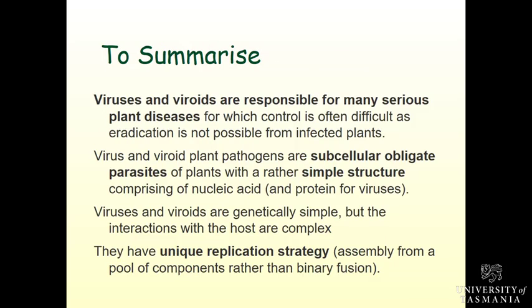Okay, to summarise, these guys can cause some pretty nasty diseases, and one of the main reasons is because their control is really difficult. You can't eliminate them, you've got to stop them happening in the first place. That is why they become so important. They're less devastating, they don't tend to kill things outright, but they tend to cause major yield losses, major quality losses, and once you've got them, you can't get rid of them. Their biology, they're subcellular, obligate parasites, they're quite simple, but they have a really complex association with the host, much more complex than most other plant pathogens. They have a unique replication strategy.